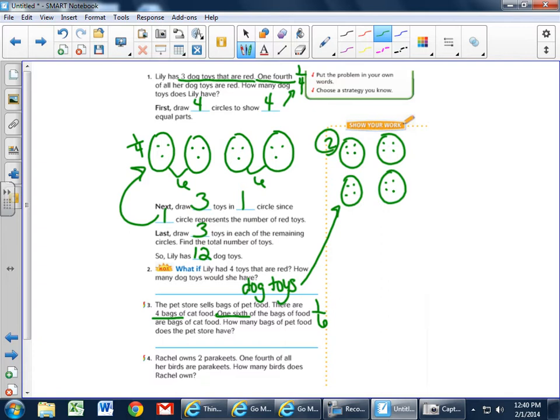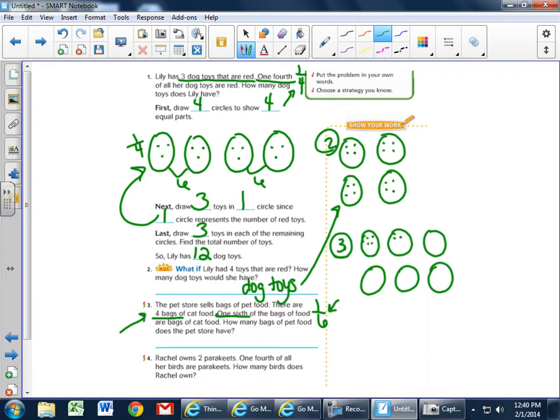So I need to make how many groups? 6. 1, 2, 3, 4, 5, 6. How many bags are in 1/6 of them is 4. So I'm going to put 4 in each one of these. And how many bags of cat food does the pet store have? You're going to count them up. And label it. Put your answer there.